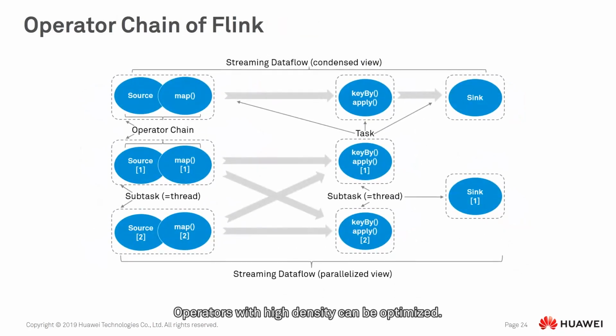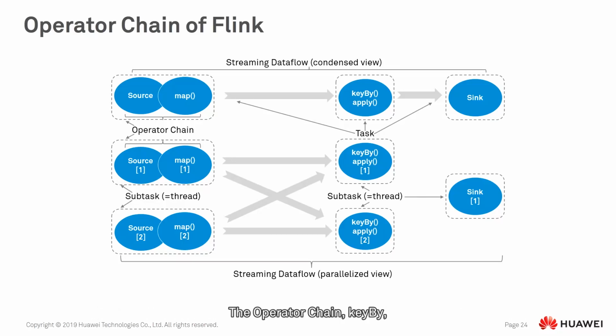Operators with high density can be optimized. Flink chains operator subtasks together into one task. That is an operator chain. Each operator chain is executed by one thread on Task Manager. In the upper part of the preceding figure, the source and map operator is chained into an operator chain. That is a larger operator.